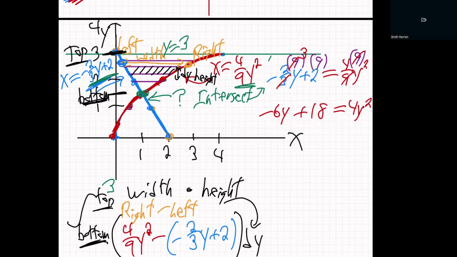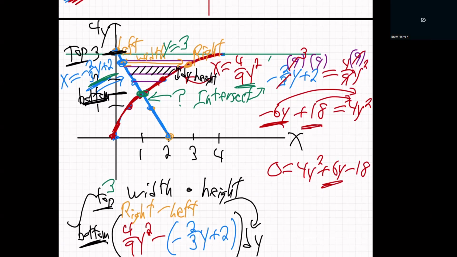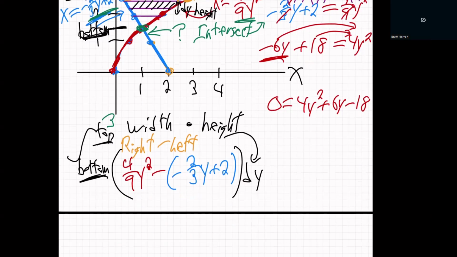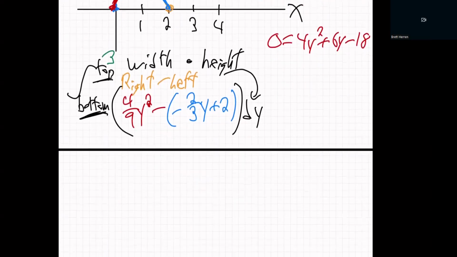So now just jump these guys to the other side. Boom. So we get 0 equals 4y squared plus 6y minus 18. Right, the minus 6y jumped over became plus 6y. Plus 18 jumped over became minus 18. Right, you get a 0 on one side. Now you can factor that, or you should probably just do the quad. I'm just going to quad it.